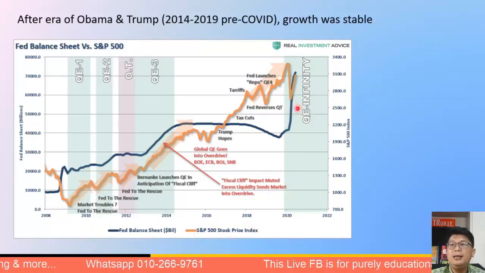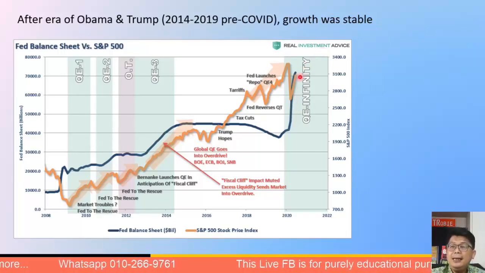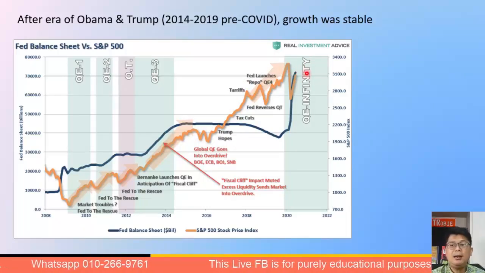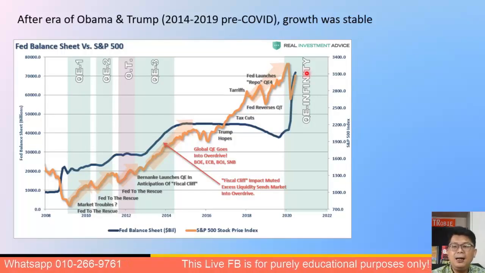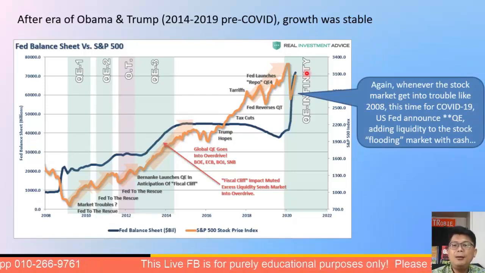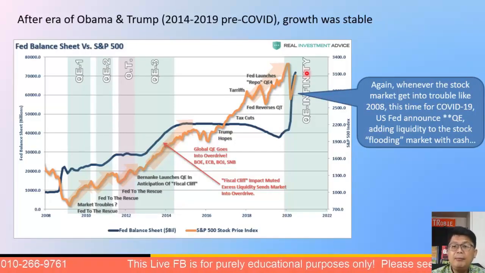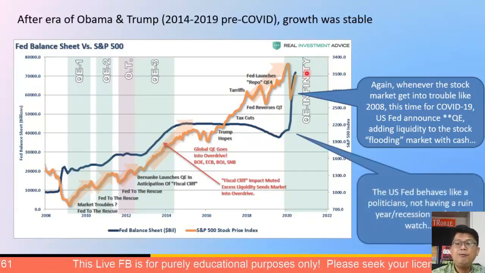This is the S&P 500, and you can see we have the quantitative easing. Right now what we are seeing is an easing off, because the market is doing much better and there's inflation. They want to calm down the inflation, so they want to raise the interest rate, and this is what the market is doing here. So again, very important: whenever the stock market gets into trouble, like in 2008 and this time with COVID-19, the US Fed does another QE, adding liquidity and flooding the market with cash. That's why the stock market continues to go higher and higher. So keep in mind, the grandfather is there.